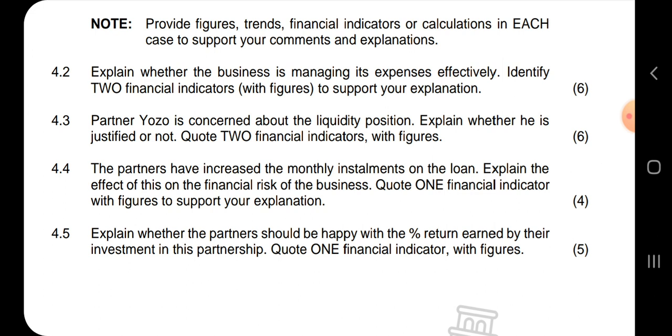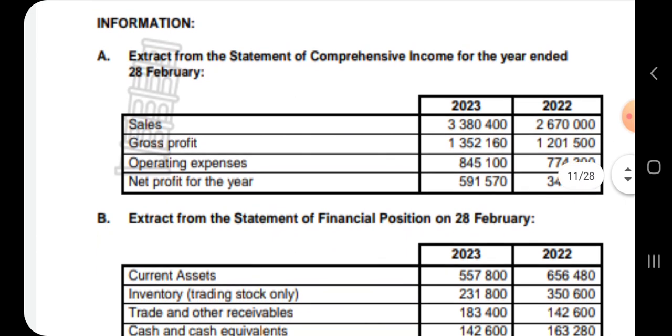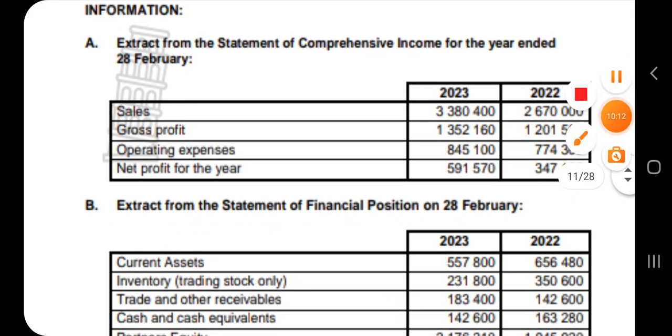The partners have increased the monthly installment on the loan. Explain the effect of this on the financial risk of the business. Quote 1 financial indicator with figures to support your explanation. Explain whether the partner should be happy with the percentage of return on their investment in this partnership. Quote one financial indicator with figures. And then here we have supporting information.